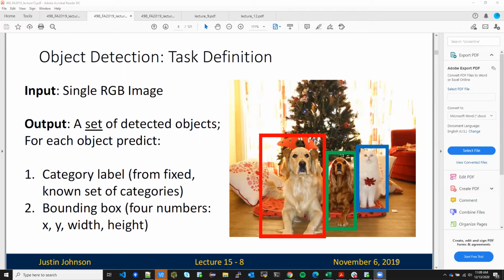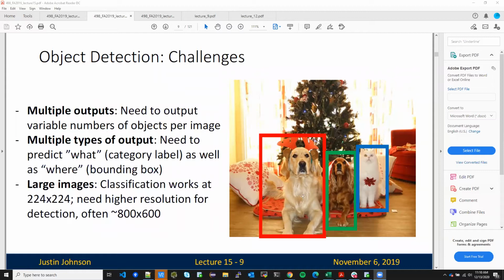For our task definition, we have a single image, and our goal is to find the detected objects. We want to know what category each is, and we also have to give the bounding box, which is defined by 4 numbers: x and y, where it starts, and then the width and the height of the box. So these 4 numbers completely define the location.